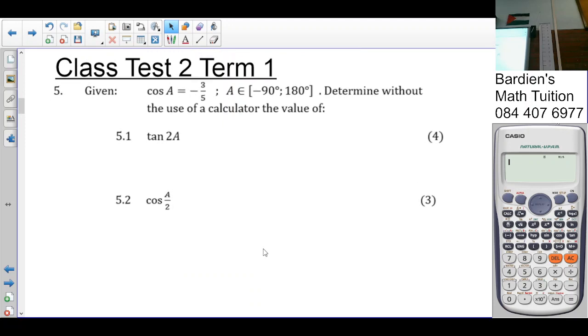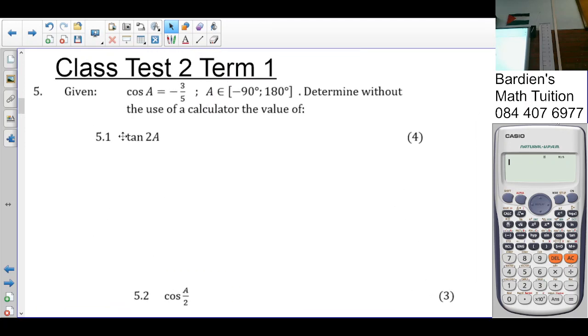We go to question 5. In question 5 we are told, given that cos of A is equal to negative 3 over... People, you must be able to do this, to draw a diagram. Some of you drew the diagram wrong. You can't get this wrong after 2 years of trigonometry. And it's a definite question, it comes often. So this tells us that cos is negative. In which quadrant is cos negative?